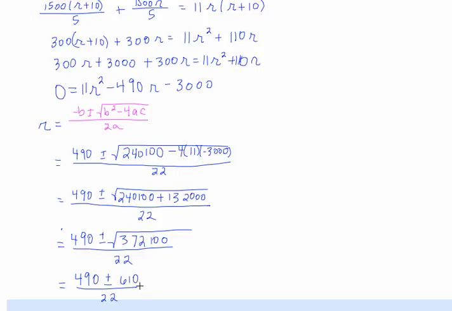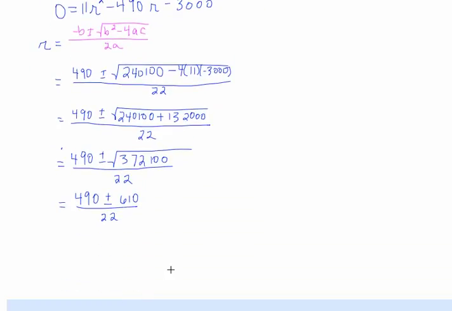Then from here, we need to see what each of those is. Probably one will make sense and one won't. So if we do the 490 plus 610 over 22, let's see what that comes to. 490 plus 610 divided by 22 comes exactly to 50. Or if we do 490 minus 610 over 22, you can tell right there it's negative because 490 minus 610 is a negative number, so that can't possibly be the solution.